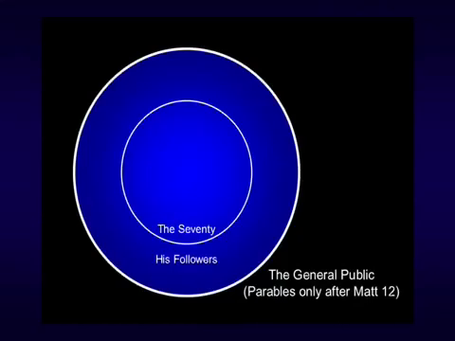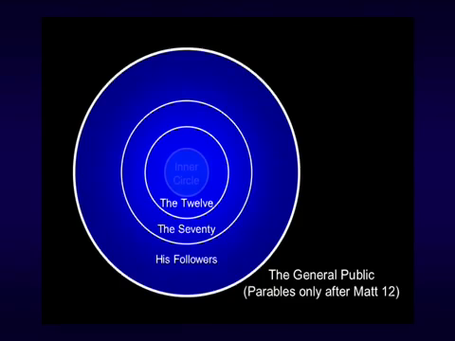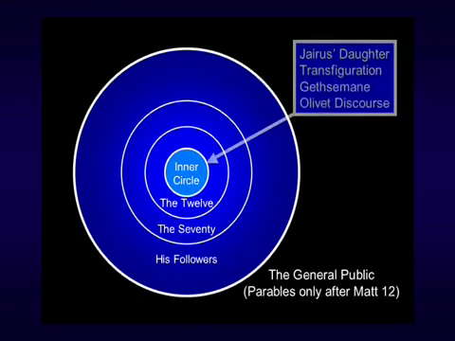Within those followers, there are 70 that are known as the 70. We'll read about those in the scripture. Within those, there's a group called the 12. Most of us think of his disciples, we think of the 12. Okay? But within the 12, there's the inner circle. And that inner circle is what we're talking about.